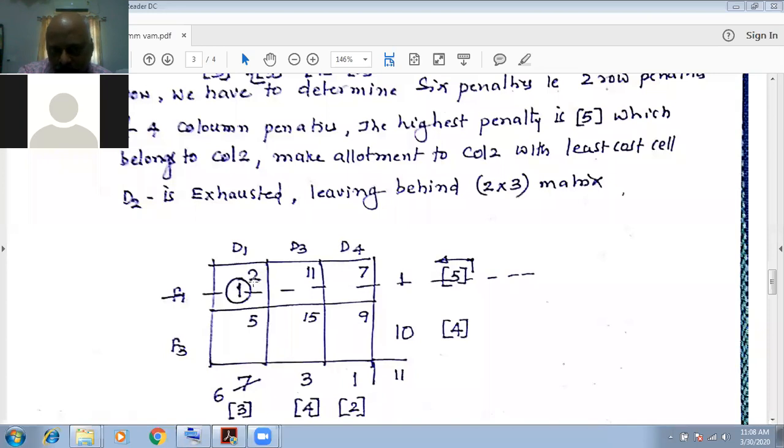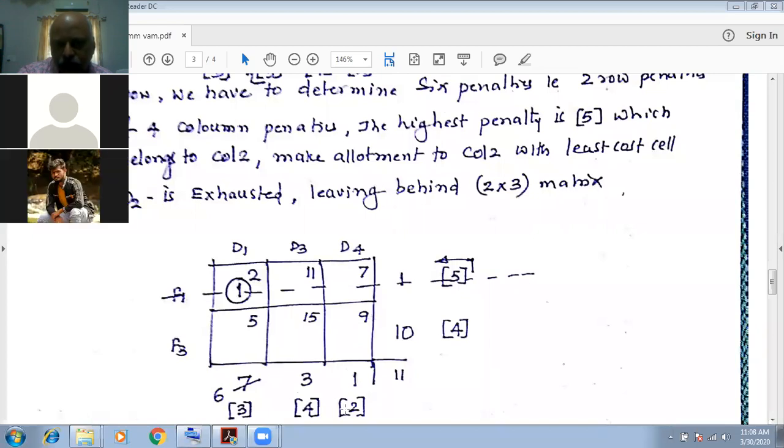So now you take the difference, 2 and 7. 5 is the penalty of the first row. Okay, next 5 and 9. The least cost and the next least cost in that row, 4 is the penalty. So likewise, column wise, you take the difference 2 and 5, 3 is the penalty. 11 and 15, 4 is the penalty. 7 and 9, 2 is the penalty. Okay. So there are 5 penalties, 5, 4, 2, 4, 3, out of which the highest penalty is 5.